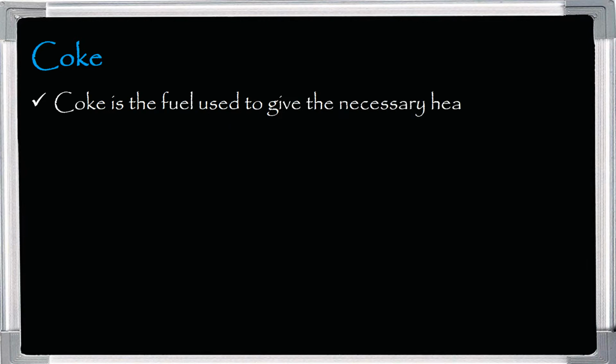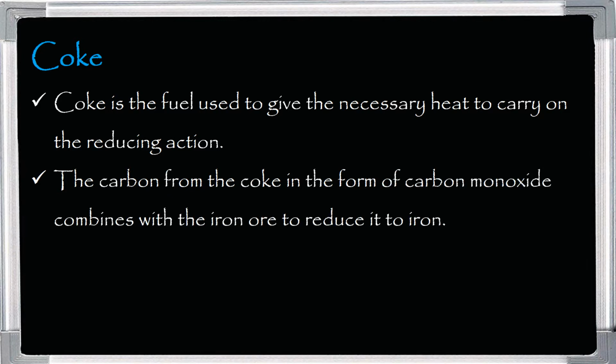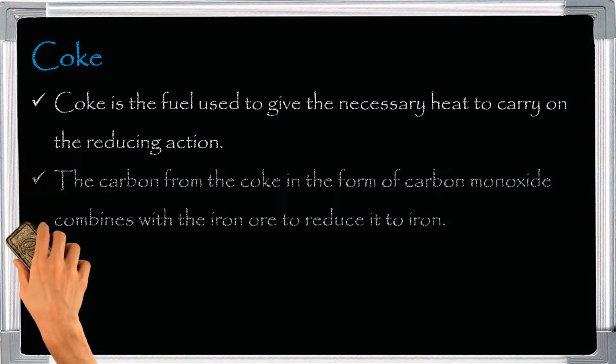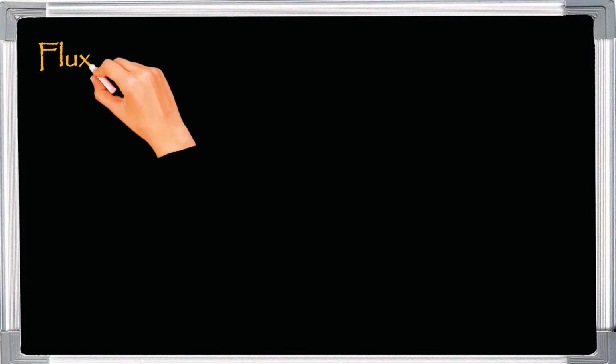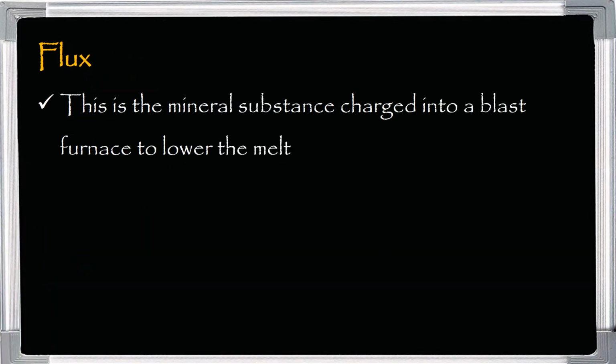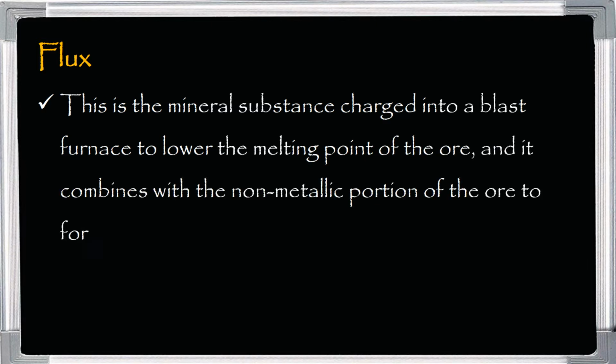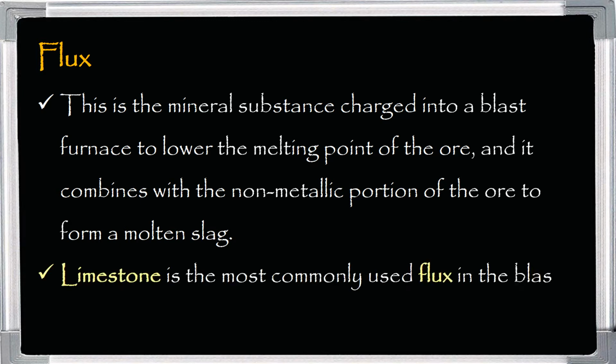Coke. Coke is the fuel used to give the necessary heat to carry on the reducing action. The carbon from the coke in the form of carbon monoxide combines with the iron ore to reduce it to iron. Flux. This is the mineral substance charged into a blast furnace to lower the melting point of the ore, and it combines with the non-metallic portion of the ore to form a molten slag. Limestone is the most commonly used flux in the blast furnace.